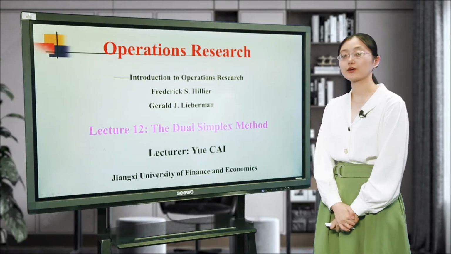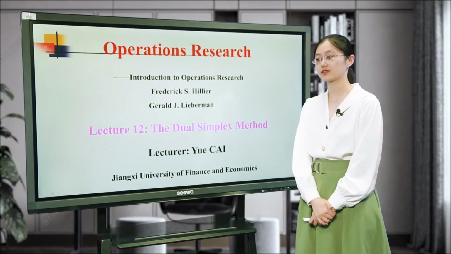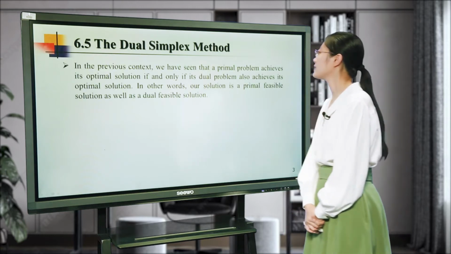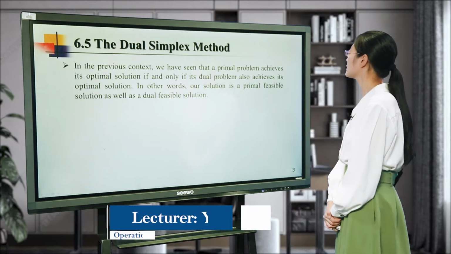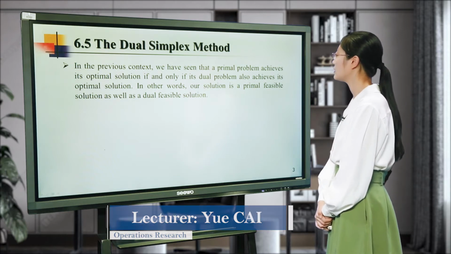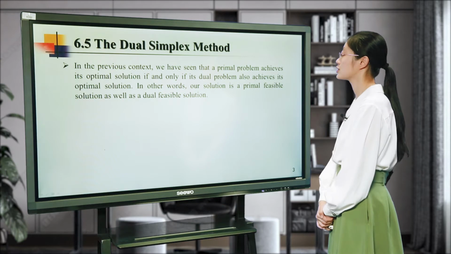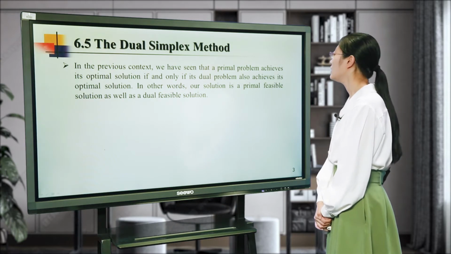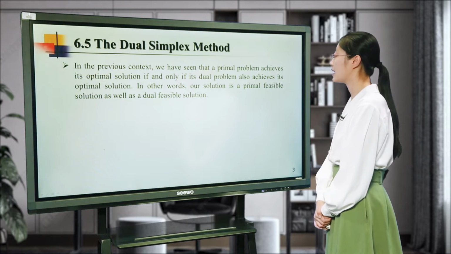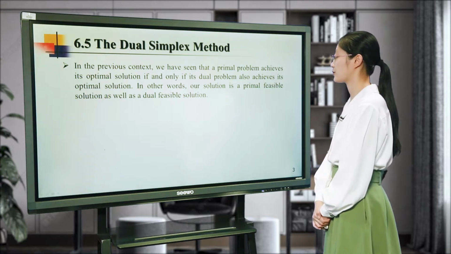In this class, we're going to talk about the dual simplex method. So in the previous lecture, we have seen that a primal problem achieves its optimal solution if and only if its dual problem also achieves its optimal solution. In other words, our solution is a primal feasible solution as well as a dual feasible solution.